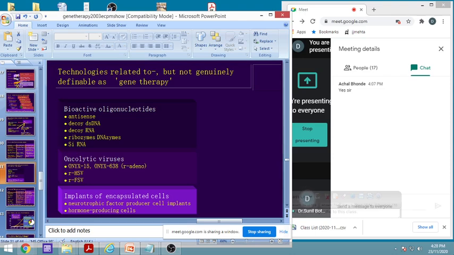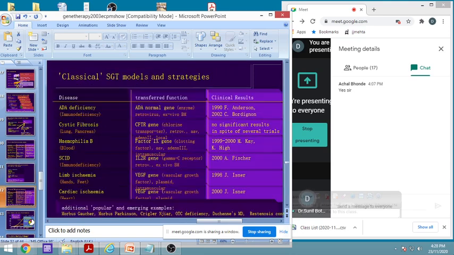Then others are oncolytic viruses like Onyx 15, Onyx 68. Then R means recombinant, wherever the R is there. So R adeno means recombinant adeno, or HSV; we shall see what recombinant is. Then implants of encapsulated cells can be there. So these are places where so far they were tried, and their results are published.